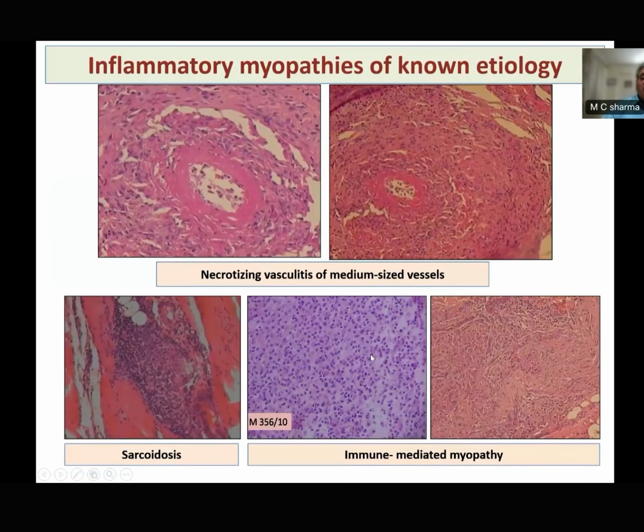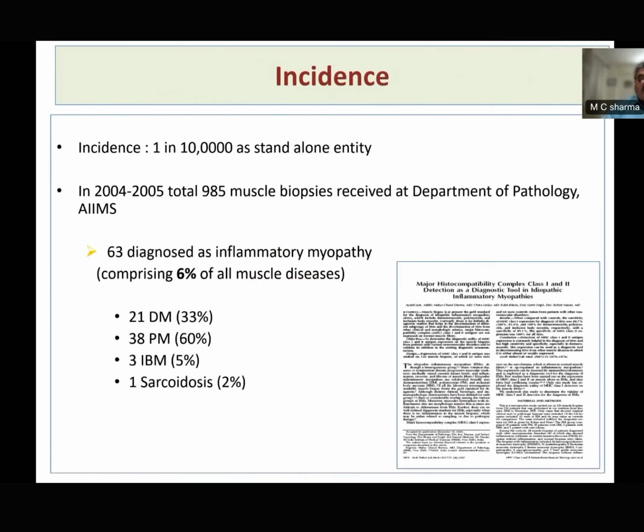This is a case of polyarteritis nodosa. There is fibrinoid necrosis. These are granulomas, sarcoidosis. Sometimes one may get a lot of macrophages.